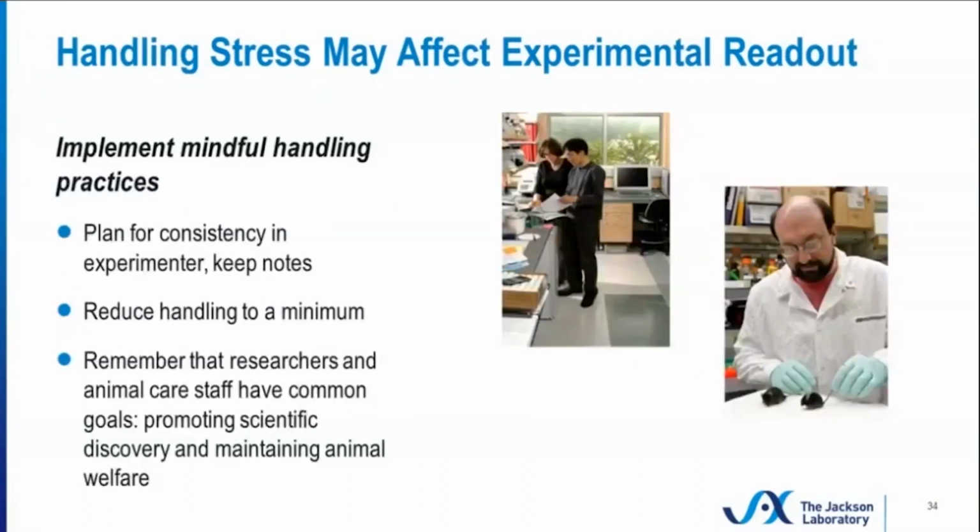Now, handling stress can affect experimental readout as well. Implement mindful handling practices. Mice would be very sensitive to handling practices and what kind of husbandry practices are being practiced. Plan for consistency in the experimenter, keep notes. Sometimes it's not possible or feasible to keep the same experimenter, but if you keep good notes, then the next experimenter can follow those notes and do exactly what was done before.